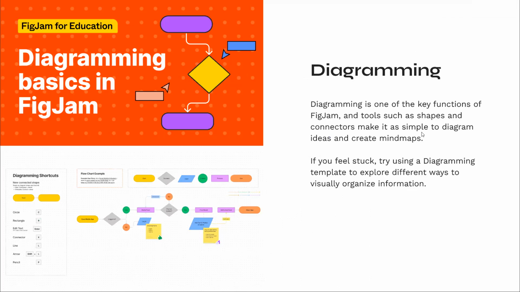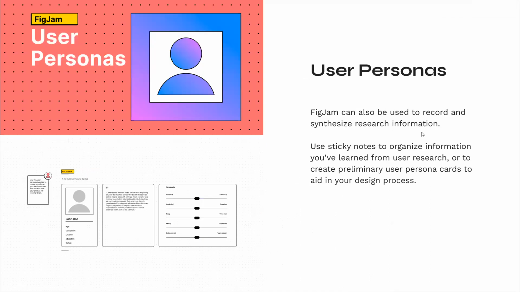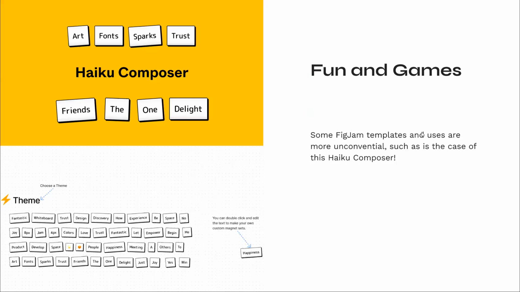Diagramming is one of the key functions of FigJam, and tools such as shapes and connectors make it simple to diagram ideas and create mind maps. If you feel stuck, try using a diagramming template to explore different ways to visually organize the information. And user personas: FigJam can also be used to record and synthesize research information, using sticky notes to organize information you've learned from user research, or to create preliminary user persona cards to aid in your design process.